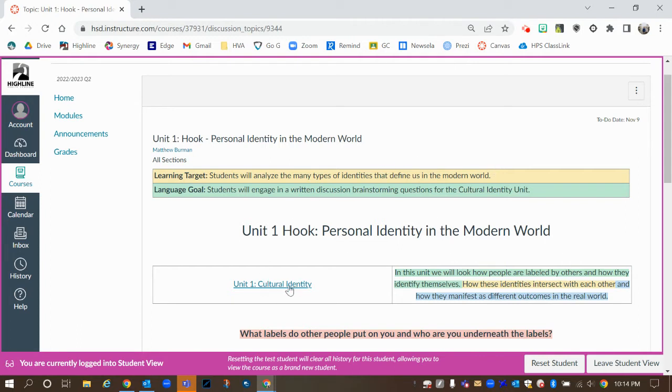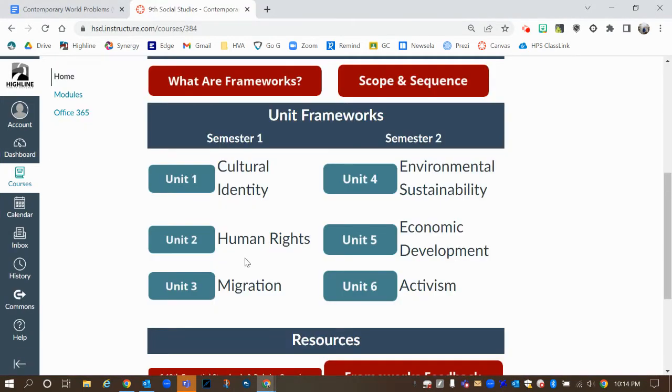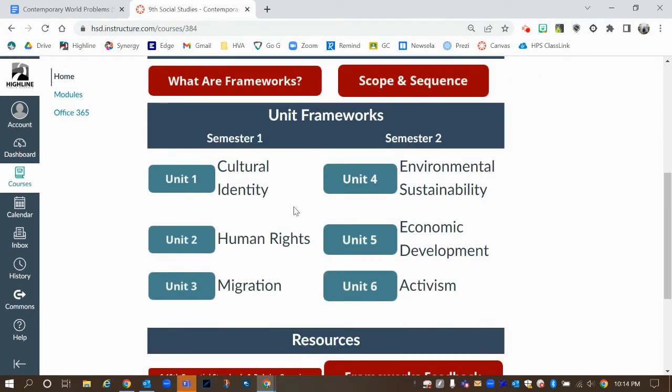Alrighty. So why is cultural identity, human identity, people's identity or labels, why does that connect up with a course on contemporary world problems? I'll show you the big picture real quick. So here's where I go to get the structure that the school district has for us. And so these are the big 6 units. So we're going to start off with cultural identity. We're going to look at human rights before we get into migration.